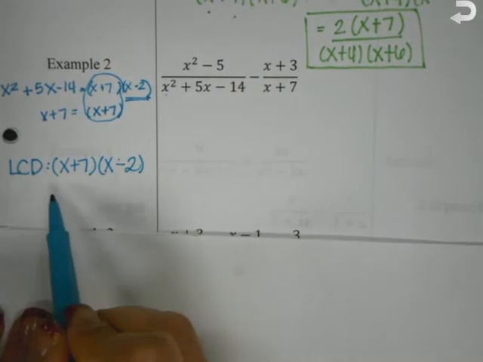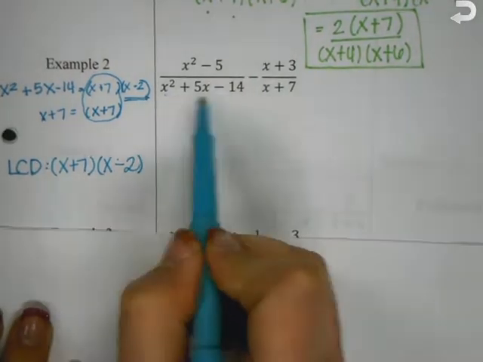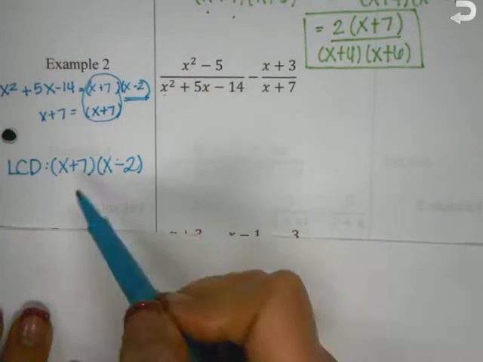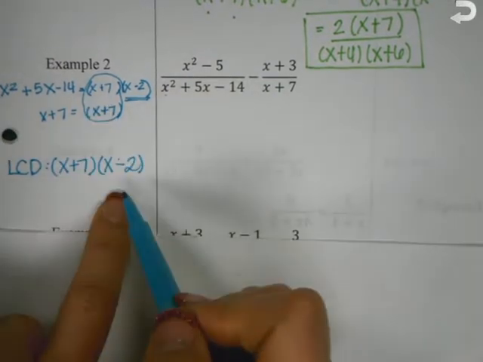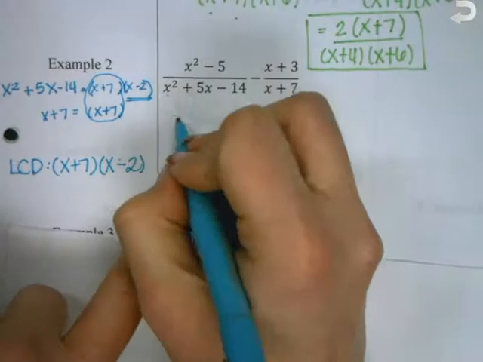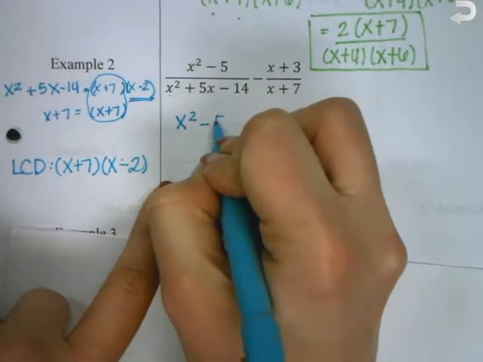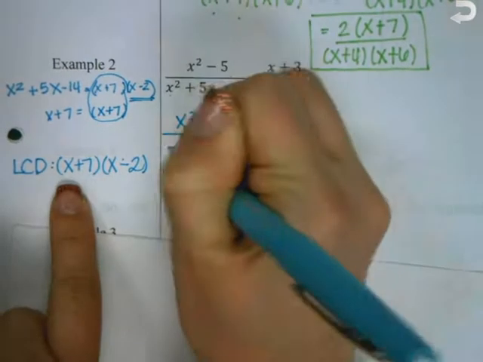Of this thing, is it missing either of those terms? No, because it actually factors out to this whole thing. Let's rewrite it factored out. So this is going to be x squared minus 5 over x plus 7, x minus 2.